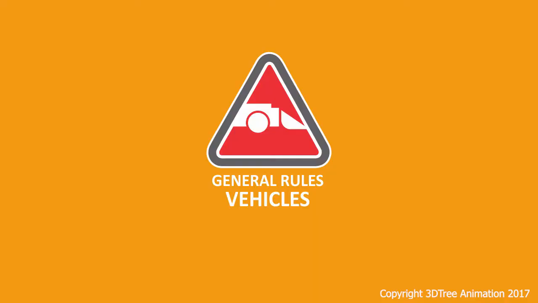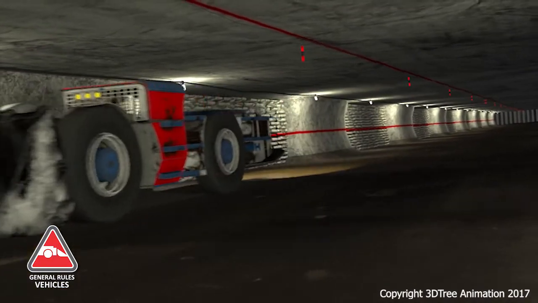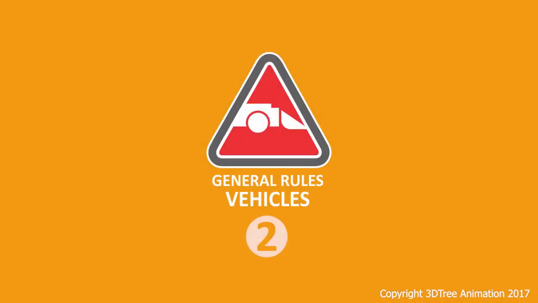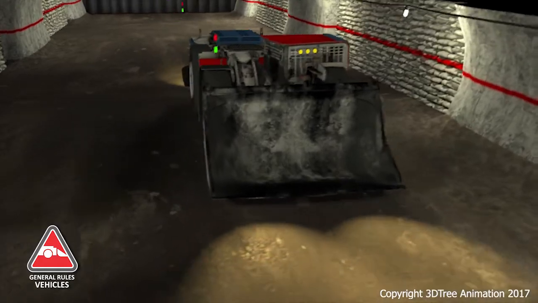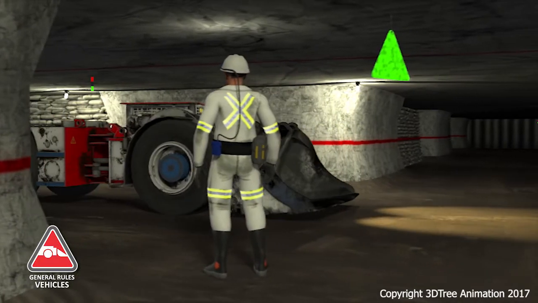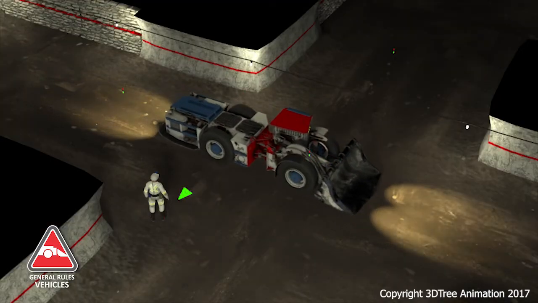Next, we'll have a look at the general rules for vehicle operators. 1. Always drive on the down-dip side of haulages. 2. Continuously check your PVD system for pedestrians that might be in the area, especially when you're approaching or driving in a high people and vehicle interaction area.